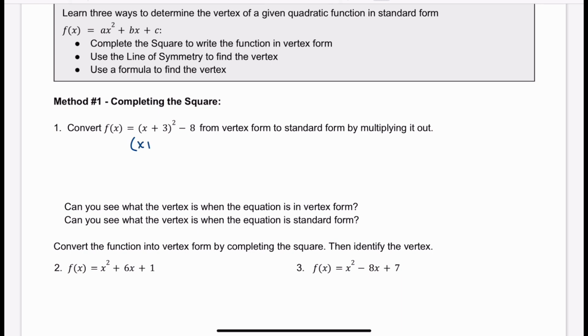So if I have (x plus 3) squared minus 8, that equals x plus 3 times x plus 3, minus 8. So x times x is x squared. X times 3 is plus 3x. And then we do our inside, which is another plus 3x. And 3 times 3 is 9. And then minus 8. Now this is really important, this piece right here. If you notice, this 9 right here is 3 squared. And then we have 3x and 3x make 6x.